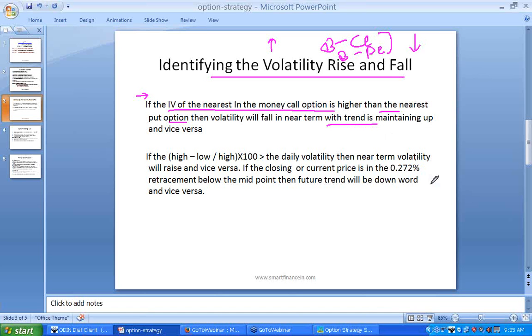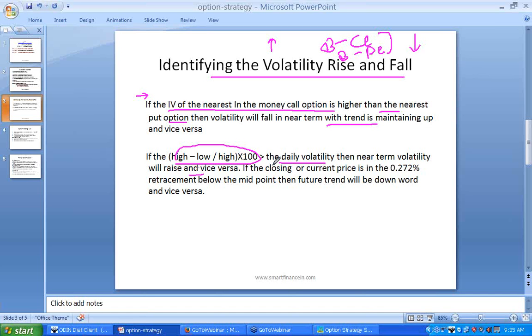Second, you take the absolute return: the high minus low divided by high at a particular time, multiplied by 100. If this is greater than the daily volatility, then the near term volatility will rise, and vice versa. Means if it is lesser, then volatility will fall. If this is greater, volatility will rise.